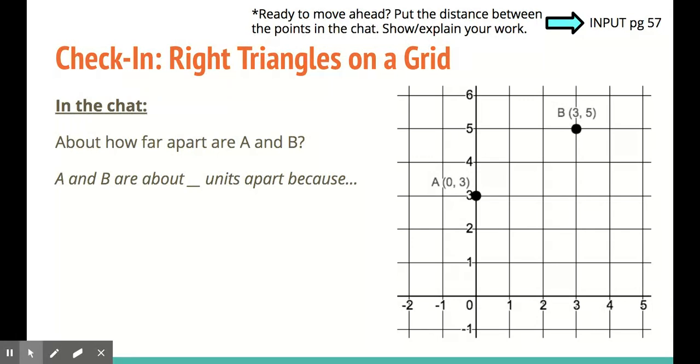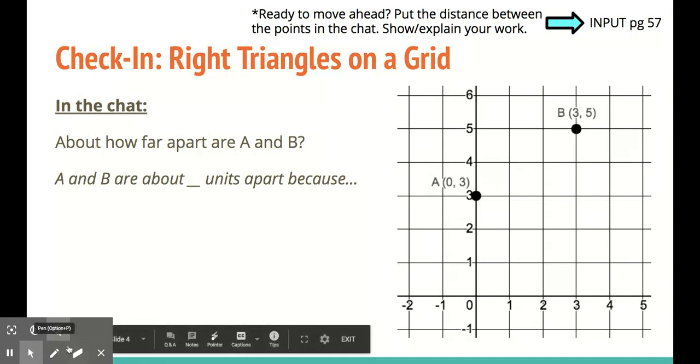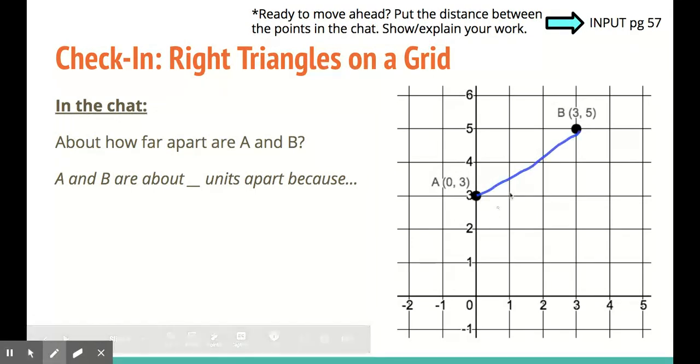So we can make estimates, but we can't measure exactly very easily because if we draw a straight line connecting these two points, it doesn't go exactly along the grid. So I might be able to estimate, well, this is maybe half a unit, maybe this is half a unit, maybe this is half a unit, so maybe it's about 1.5 units, but we can't be certain.